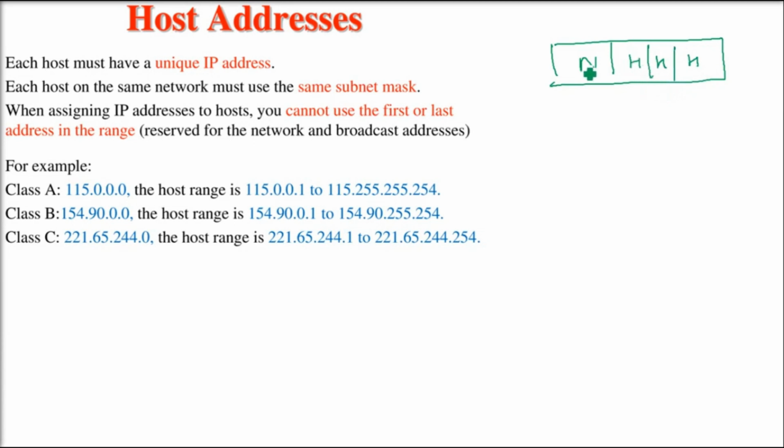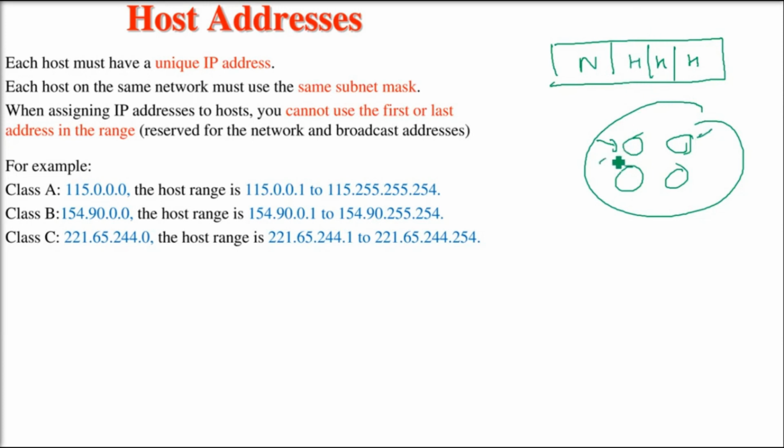So every host has to have a unique IP address on the internet or any network. Each host of the same network must also use the same subnet mask. This is also mandatory. If you take a network and you take a host, all have to have the same subnet mask. This one using another mask, that one using another mask, that's not possible.